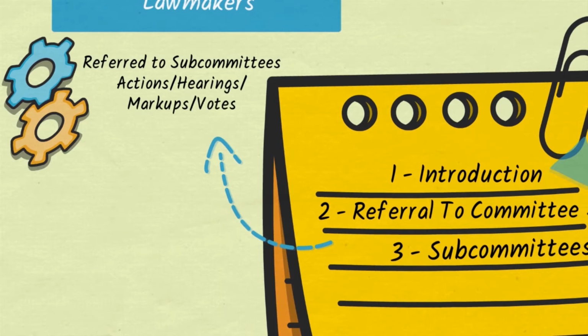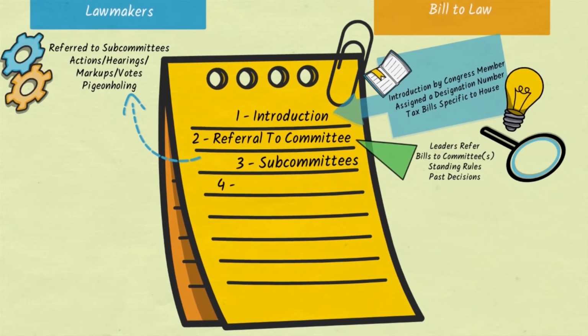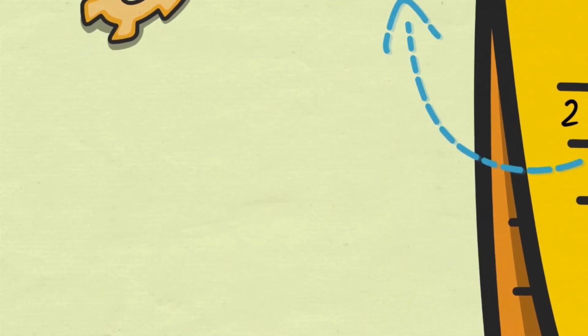Congressional bills are sometimes set aside in committee without consideration. This is referred to as pigeonholing. Assuming the bill gets out of committee, it then comes before the full body of the House and Senate, respectively, for debate and amendment, and then final passage.